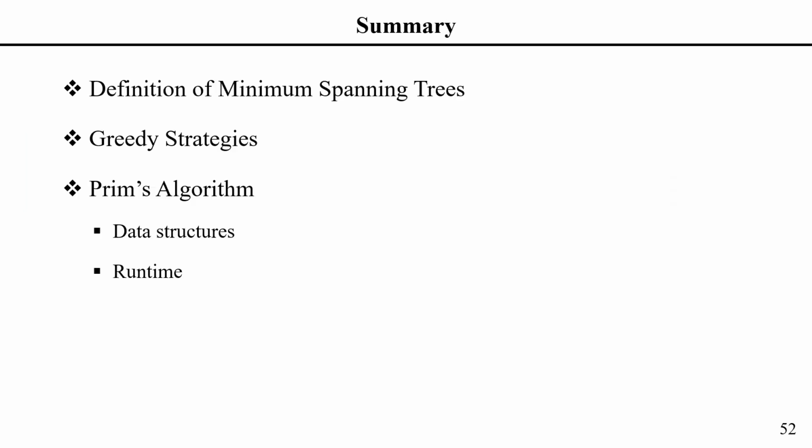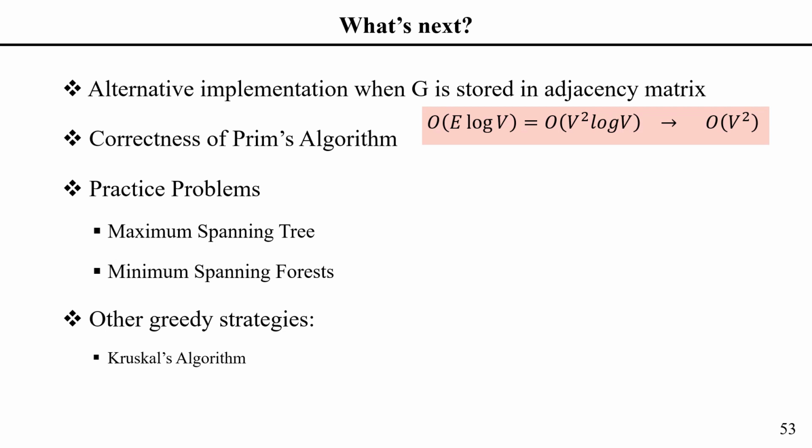A brief summary. We have defined the minimum spanning trees today, and we talked about the properties of greedy strategies in general, and we learned a specific greedy strategy called Prim's algorithm to find the minimum spanning trees in graphs. We also talked about data structures we can use to help Prim's algorithm achieve its best runtime. However, the algorithm structure I just talked about works best when the input graph is stored in an adjacency list. If the graph is dense, it's usually stored in an adjacency matrix. So if we just follow that algorithm structure, then the runtime would be order v squared log v if the graph is in an adjacency matrix.